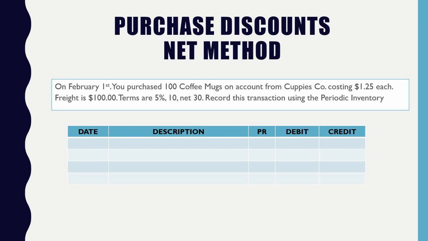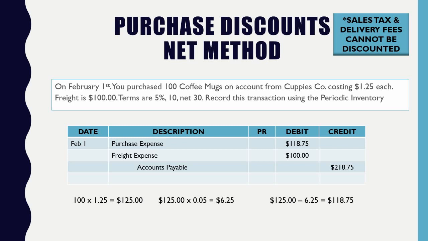So if it's 100 coffee mugs at $1.25 each, which gives you $125, that's going to determine that my discount amount is $6.25. So what I do here is I am going to record the purchase expense at the discounted price. So therefore, I'm recognizing $118.75, and I'm recording the freight as a separate charge of $100. So therefore, I owe $218.75. Okay, I record the items at the discounted price, even though I haven't paid them yet.